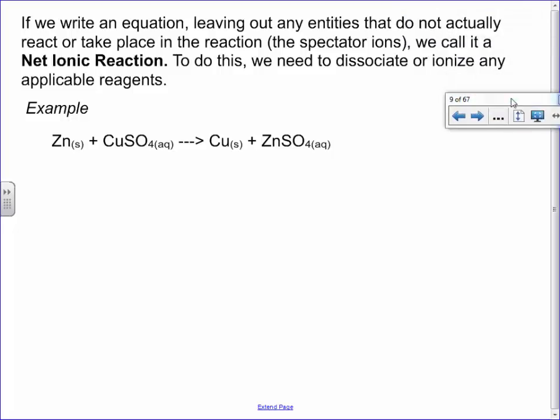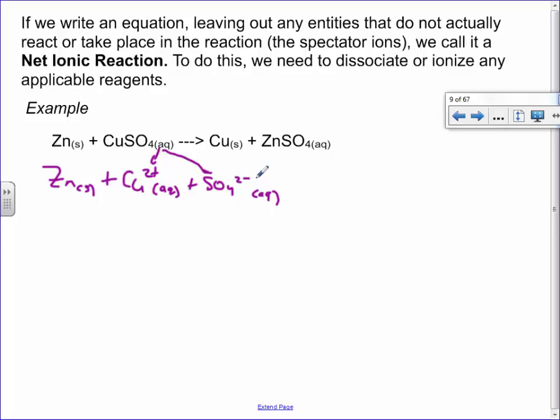Okay. Here's a good example of a chemical equation. It's a single replacement. The first thing you'd like to do is dissociate or ionize anything that can break up into pieces. For example, the zinc solid is still going to remain zinc solid. That you can't ionize. But I can totally dissociate copper 2 sulfate. I can break this up into Cu 2 plus, and SO4 2 minus. So I'm literally just breaking this up into its ions.